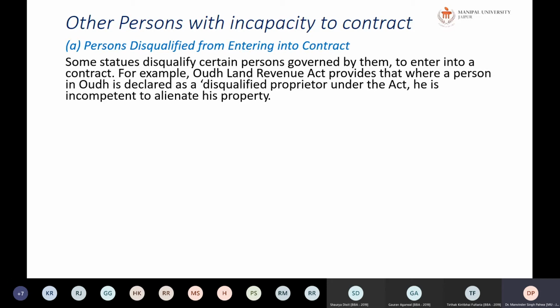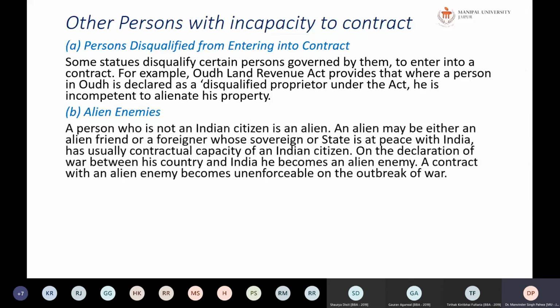Okay, next is alien enemies. So what are alien enemies? A person who is not an Indian citizen is an alien. An alien can be either an alien friend, a foreigner whose sovereign or state is at peace with India, who usually has the contractual capacity of an Indian citizen. On a declaration of war between his country and India, he becomes an alien enemy. A contract with an alien enemy becomes unenforceable on the outbreak of war.